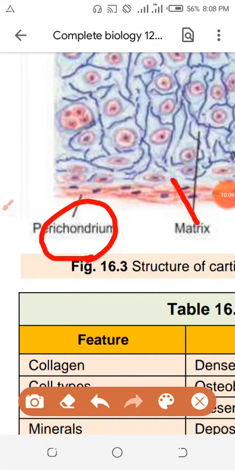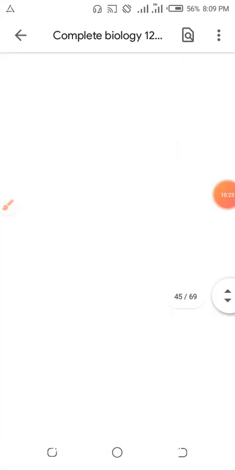What is the matrix? The liquid which is present in the cavities of the cartilage is called a matrix. What is the name of the liquid? Matrix is the name of the liquid. What are the lacunae? The cavities in which matrix is present. So, gentlemen, if you see these structures, you will be able to know osteocyte.